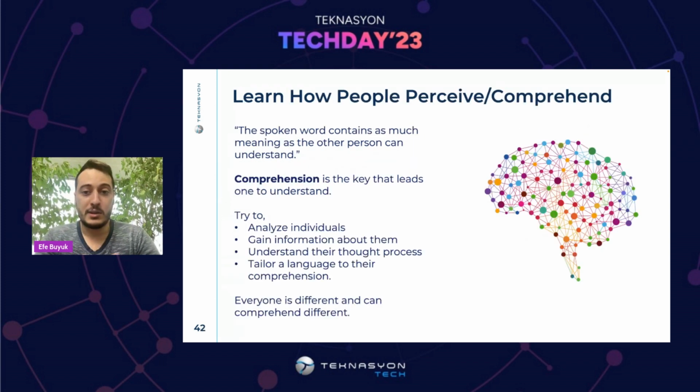And this is the most important part. You need to understand how people comprehend. As I said earlier, it is the key that leads one to understand. And you need to analyze and understand your target and tailor a language to their comprehension, because everyone is different and can comprehend differently. This is where different cultures and different thoughts come into mind, and you need to be aware of them.